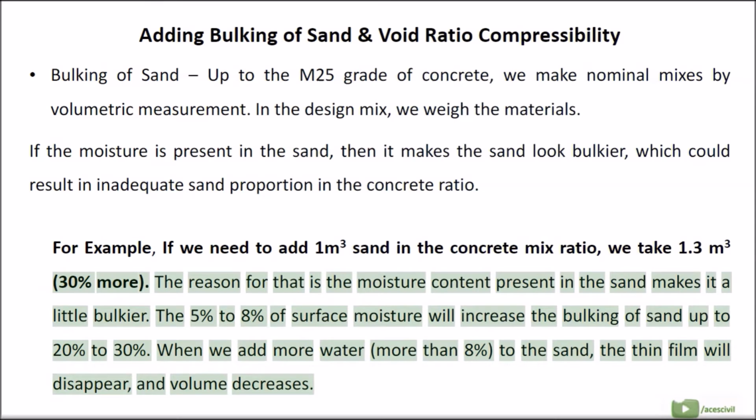30% more. The reason for that is the moisture content present in the sand makes it a little bulkier. The 5% to 8% of surface moisture will increase the bulking of sand up to 20% to 30%. When we add more water, more than 8%, to the sand, the thin film will disappear and the volume decreases.